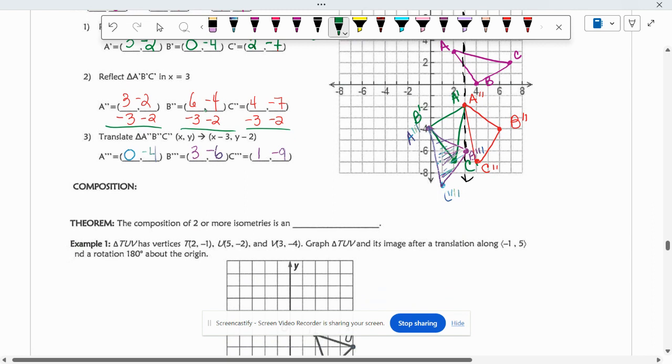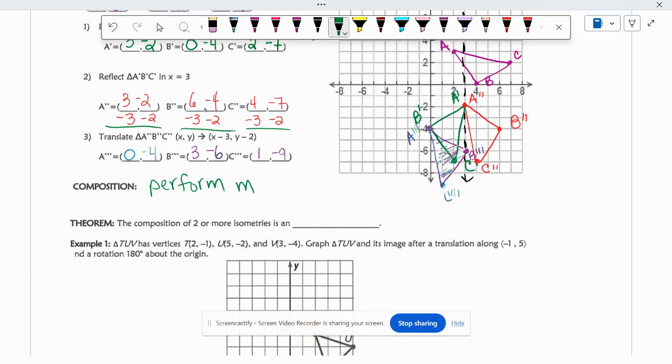All right. So what did we say a composition was? It's just when you perform multiple transformations to one image. Okay? You perform multiple transformations to one image. If you just perform one transformation, that's just called a transformation. If you do multiple, you have to do at least two, right?